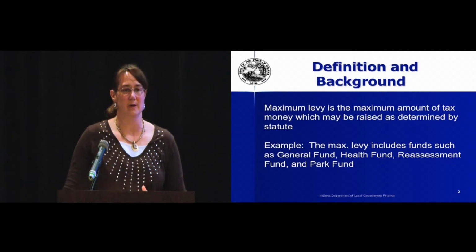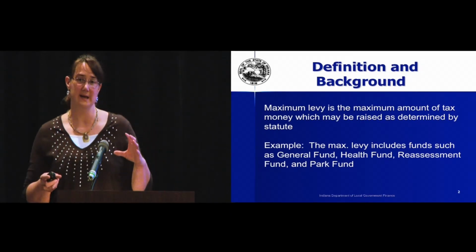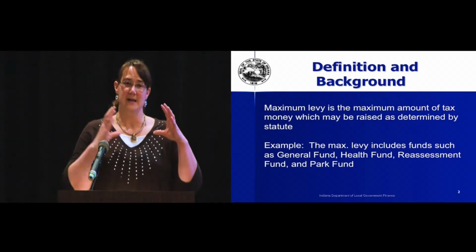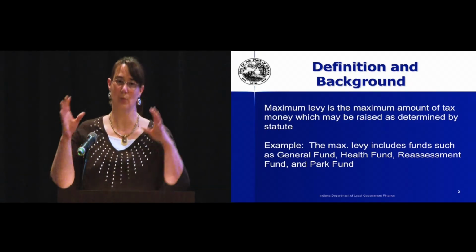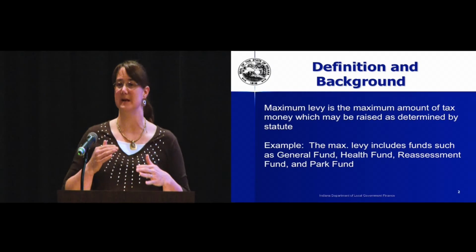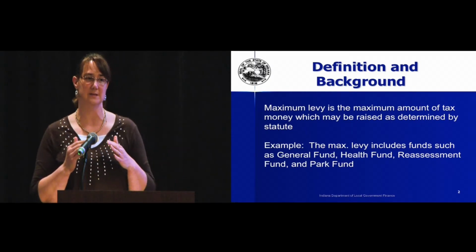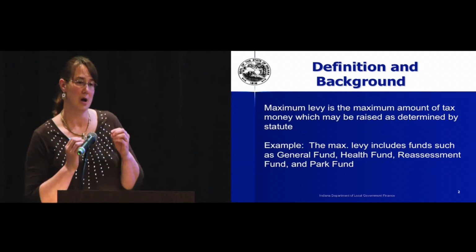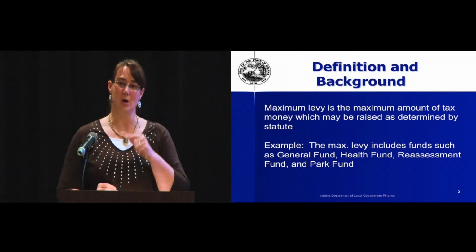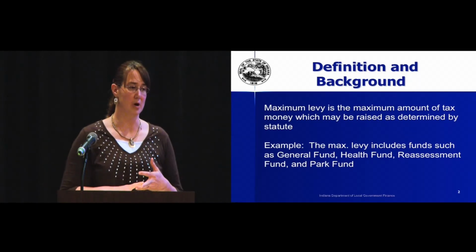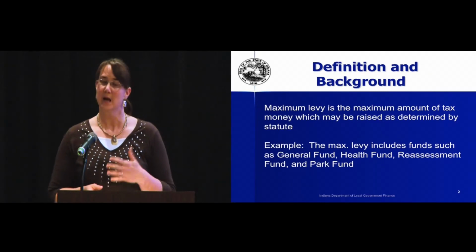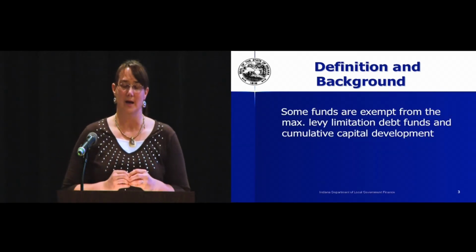Some of you will hear us talk about a pie. The pie is the maximum levy as a whole. Within that pie, it's cut down into pieces. Those pieces represent the funds that fall within that max levy. Examples: general, park, health, reassessment, and there are others.